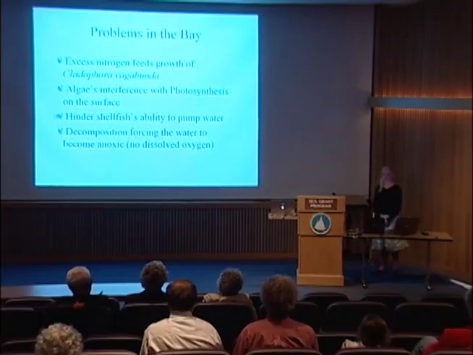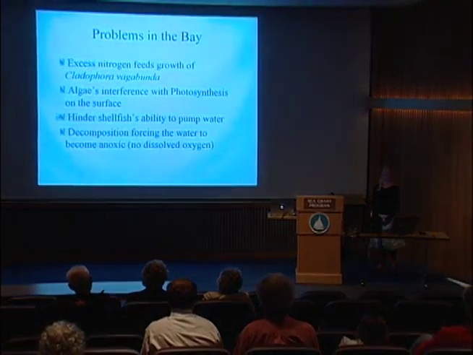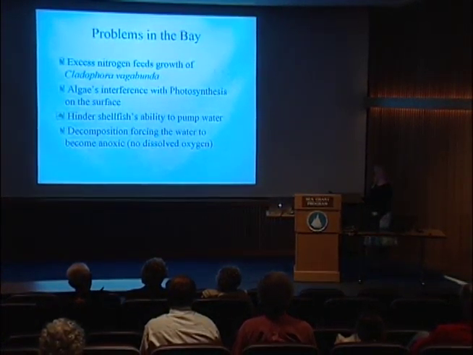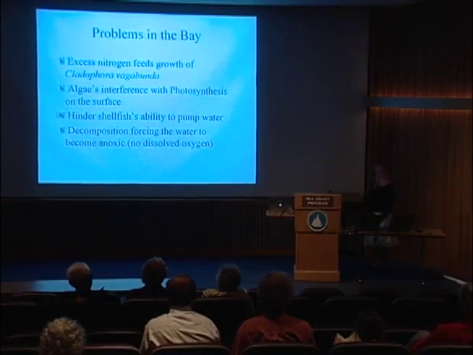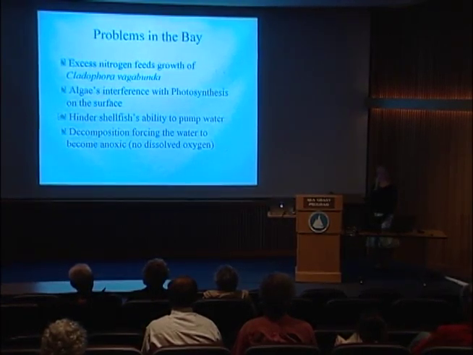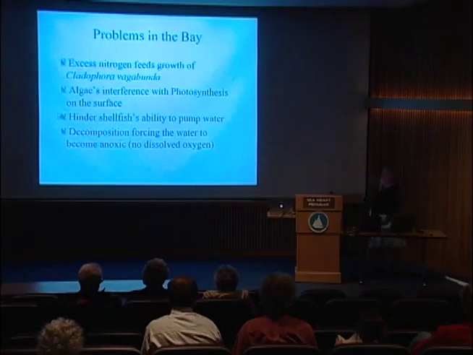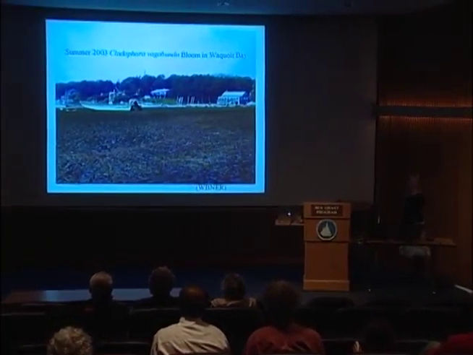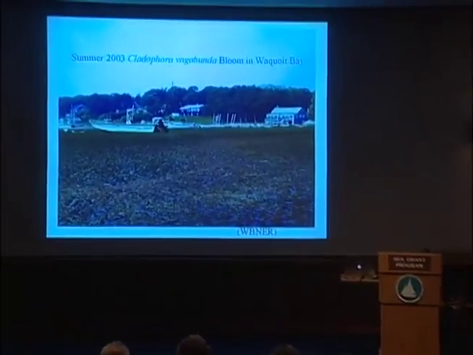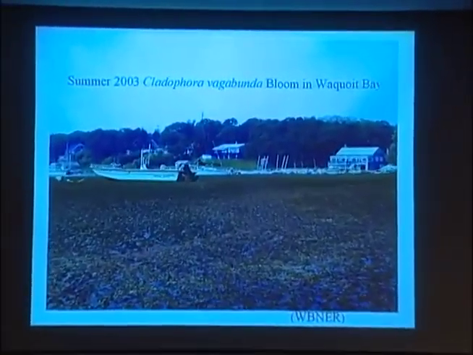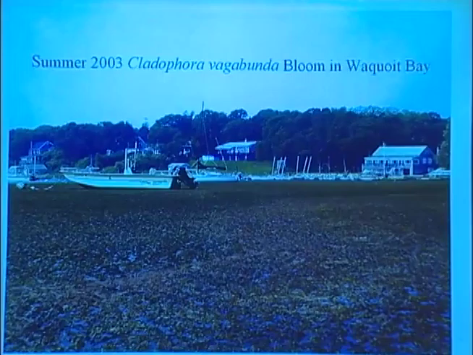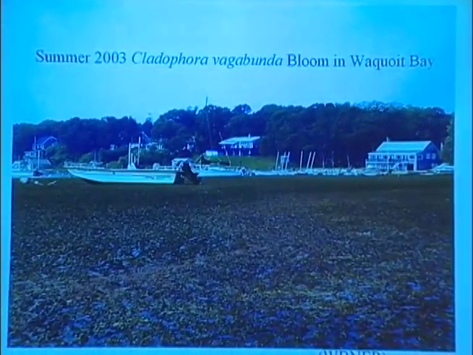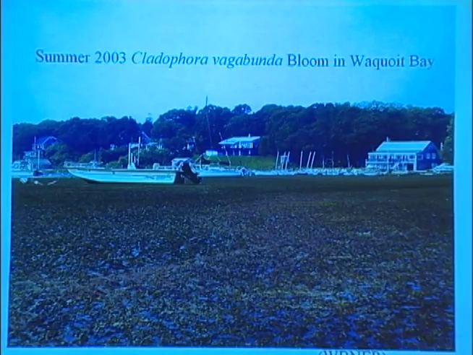And also, decomposition of this algae requires oxygen, and oxygen is also needed by the other marine life, the fish, the shellfish in the bay. So the excess use of oxygen by the Cladophora uses up a lot of the oxygen that these plants and animals require. So this is the summer of 2003 in Waquoit Bay.